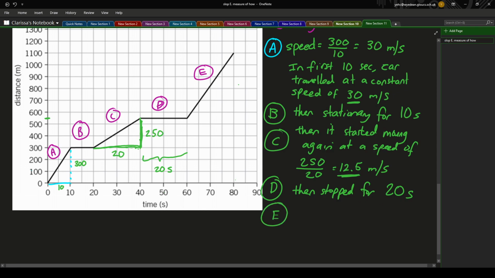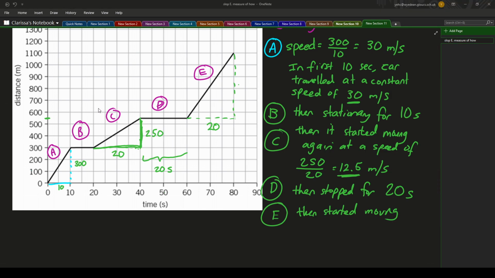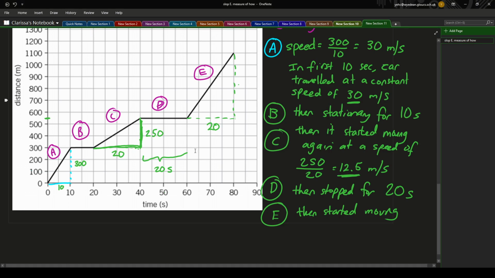And then finally, it started going up again, then started moving. Once again, make sure that you're doing specifically the change in y over the change in x. So the change in x was between 60 and 80. That means the change in x is 20. Our change in y is between 550 and 1100. So 1100 minus 550, that is 550.